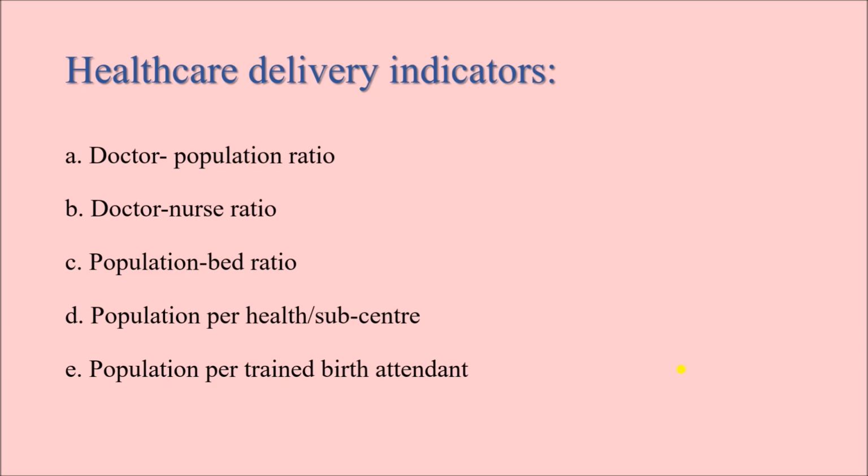So as you can see, these are the indicators of the healthcare delivery system in terms of manpower. For example, how many doctors, how many nurses, and how many trained birth attendants should be there, and also in terms of the different infrastructure, for example the bed, sub-center, etc.